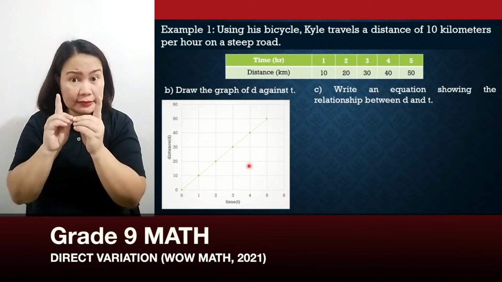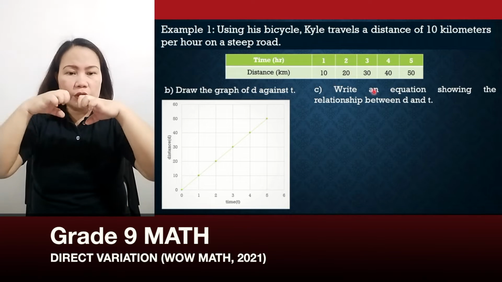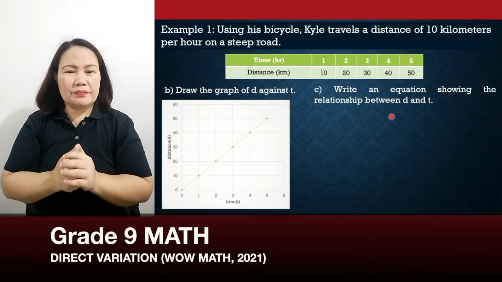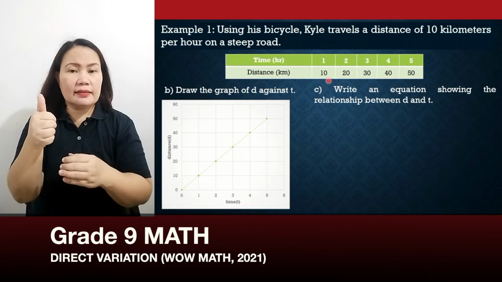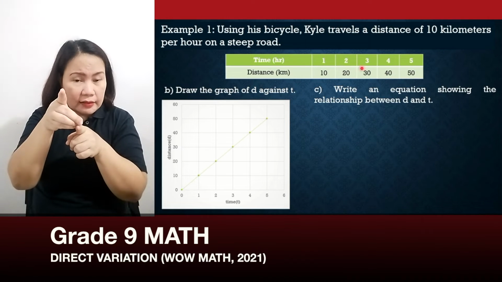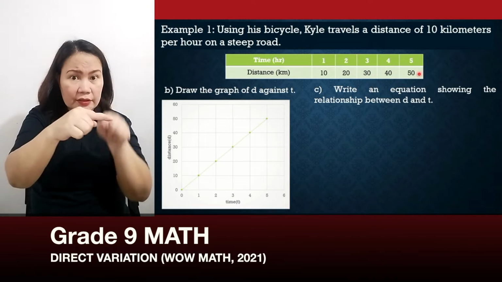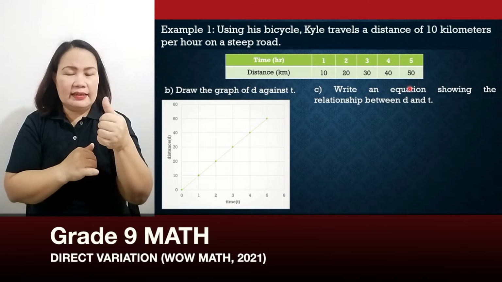And write an equation showing the relationship between d and t. So, paano natin makukuha yung equation natin? Since kanina, nakuha natin yung constant natin, which is 10. Di ba yung kanina? So, lahat dito 10. Malalaman kasi natin na direct variation kapag given yung table of values, kapag dinivide natin to at kinuha yung ratio nila, and then pareho-pareho, ibig sabihin direct variation yan.